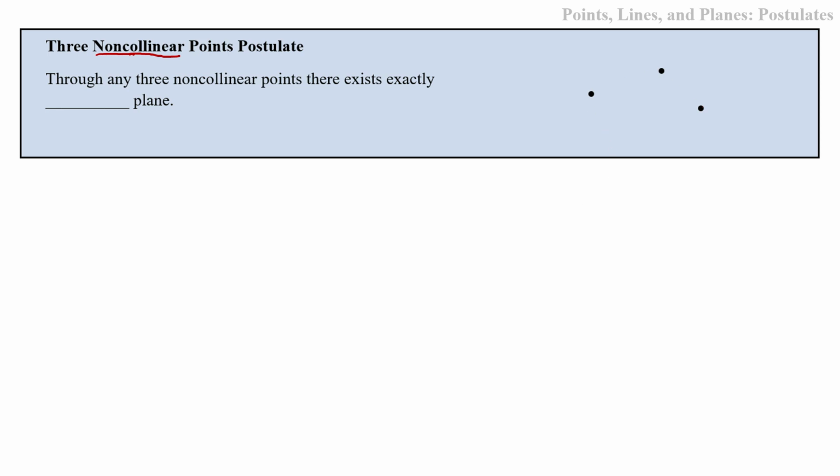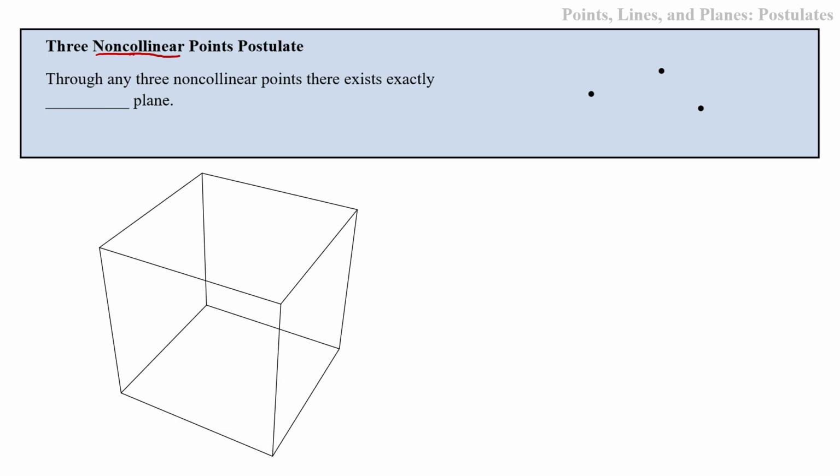Take a look at those 3 points up there. Well, this postulate says through any 3 non-collinear points, there exists exactly blank plane. Okay. Well, how many planes can you draw through 3 points? And the answer would be 1. Okay, but let me show you why, because a lot of people have a hard time with this one. But let's pretend that I have this box here, this 3-dimensional box. And let's say I pick this point. That's 1 point, and I pick that point, that's 2 points.